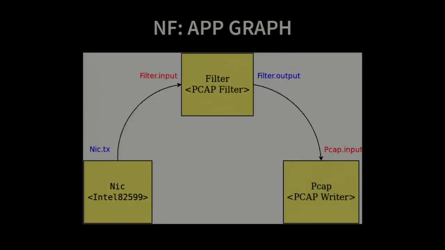This is how it will look like as a graph. Whatever comes out from the NIC goes to the filtering app. The filtering app does something with the packets, and whatever comes out is passed to the pcap app that eventually writes the packets down to a file.